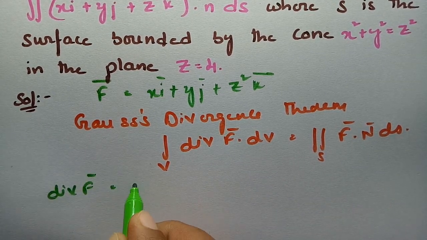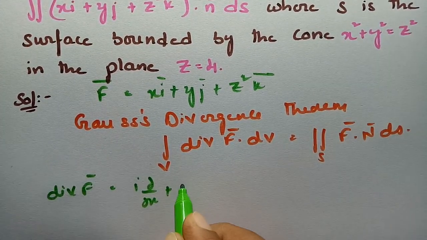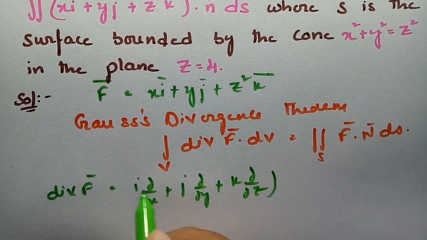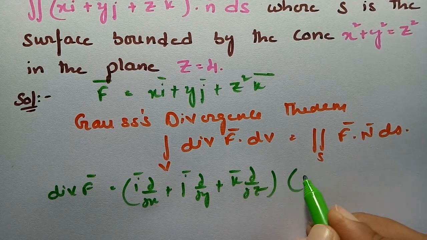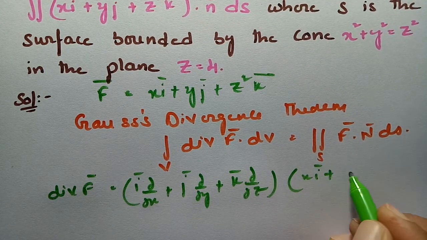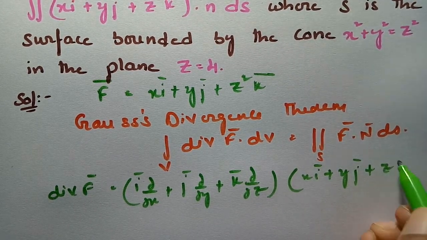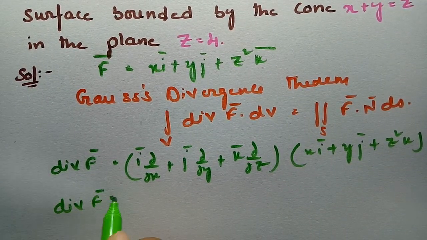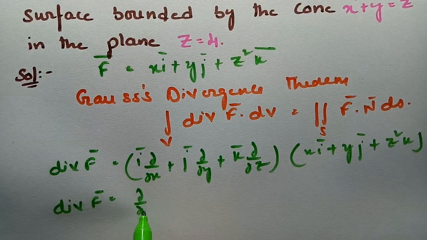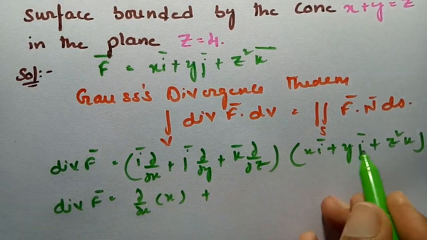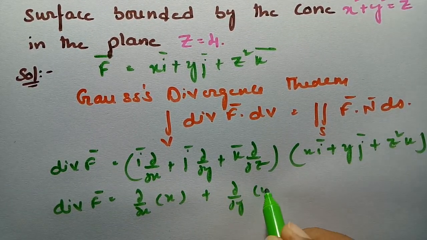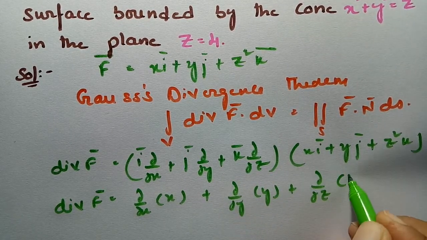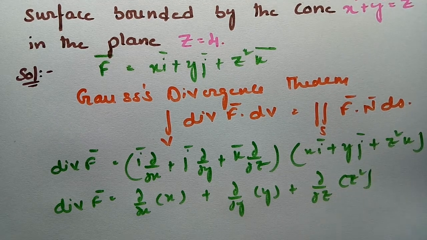So divergence of f bar is nothing but i bar into dou by dou x, j bar into dou by dou y, plus k bar into dou by dou z of f. What is f? x i bar plus y j bar plus z square into k bar. So i dot i is 1, so this will be dou by dou x of x. j dot j is 1, this will be dou by dou y of y, and k dot k is 1, so this will be dou by dou z of z square.